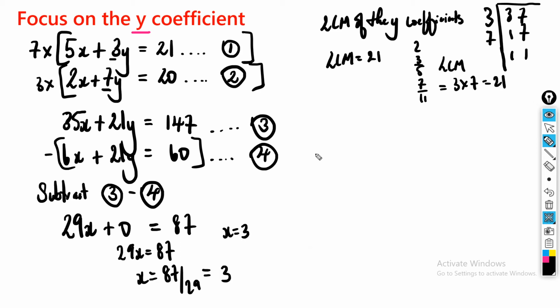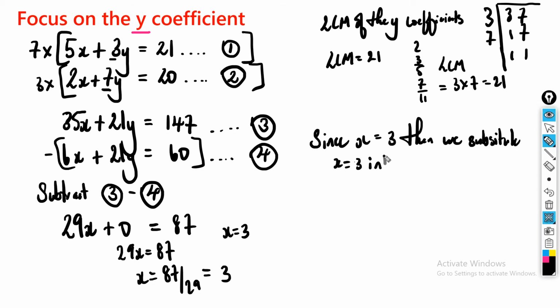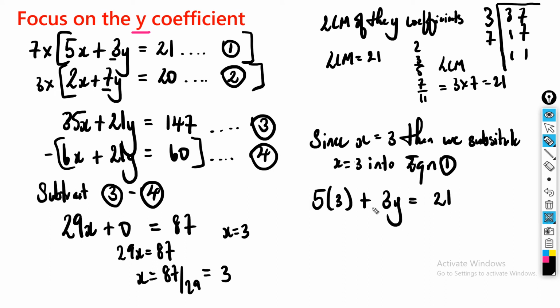Then we need to find y, right, guys? So since x is equal to 3, we substitute x is equal to 3 into equation 1. So we're going to put x is equal to 3 into 5x: 5 times 3 plus 3y is equal to 21. This 5 times 3 is 15, plus 3y is equal to 21. And then we have 3y is equal to 21 minus 15.